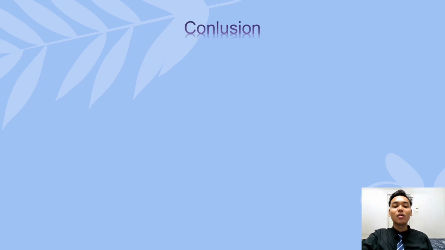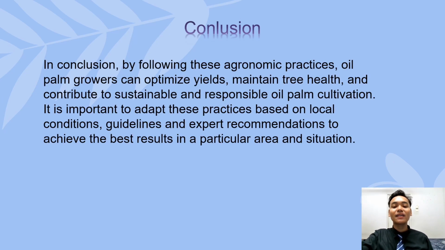In conclusion, by following these agronomic practices, oil palm growers can optimize yields, maintain plant health, and contribute to sustainable and responsible oil palm cultivation. It is important to adapt these practices based on local conditions, guidelines, and expert recommendations to achieve the best result in a particular area and situation.